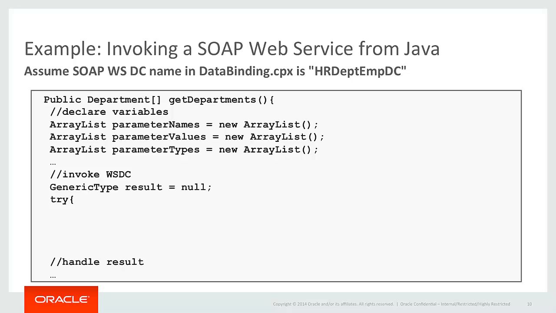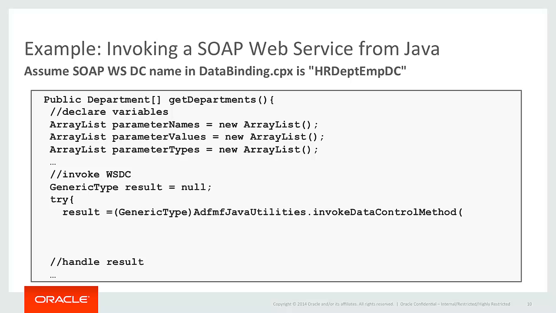And then in the try catch case, you would then call ADFM Java Utilities invoke data control method. And here you specify the ID of the data control as you find it in the data binding CPX file. The second argument usually is null. It would only be not null if there is a nested instance of a data control, which we don't have by default. So put in null here for now, and probably for all of your projects.